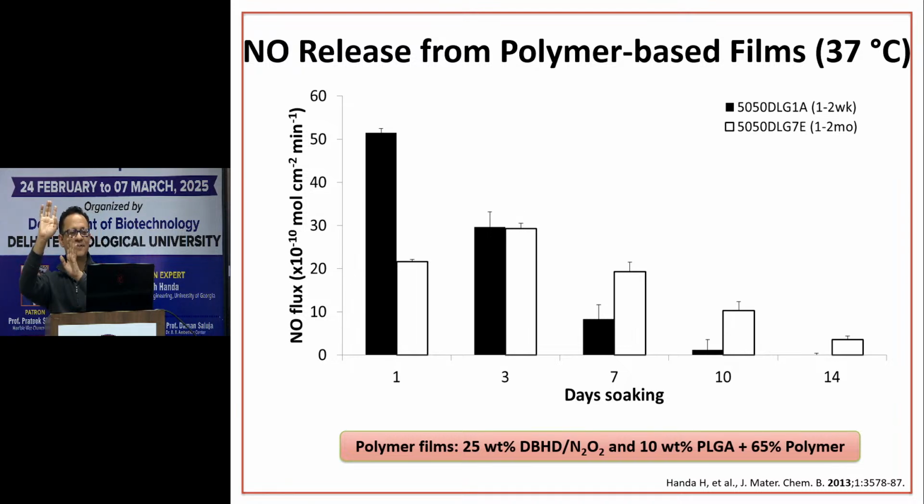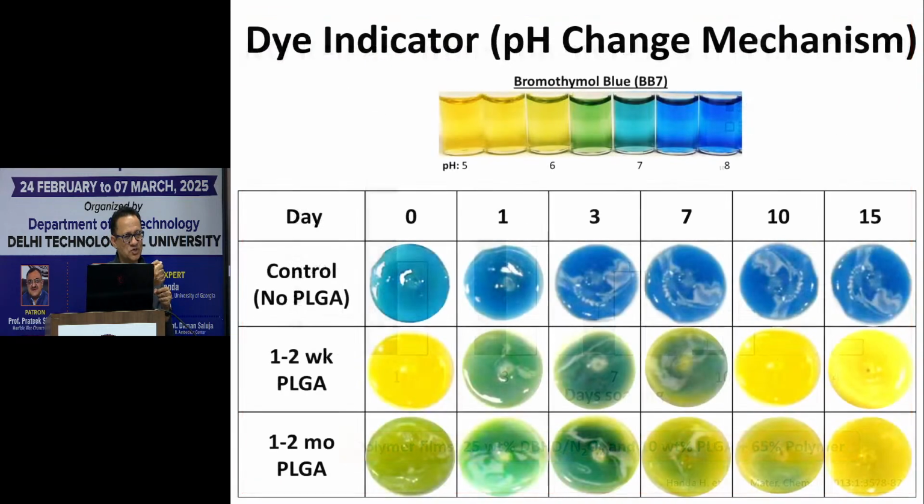Okay, let's pay attention to this slide. This was very interesting also. There is this dye called bromothymol blue. If you add this dye to a very acidic solution, the solution will look yellow. If you add it to a basic solution, your solution will turn blue. So we think this is what's happening, right? PLGA is breaking, an acidic environment is created, diazeniumdiolate is breaking, a basic environment is forming. This is what we think.